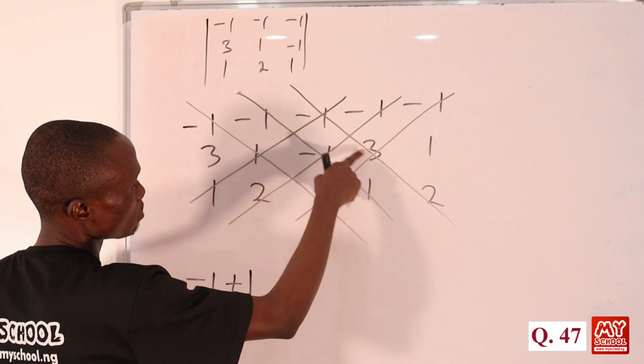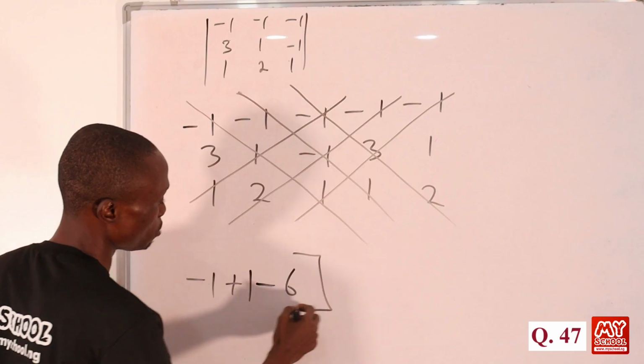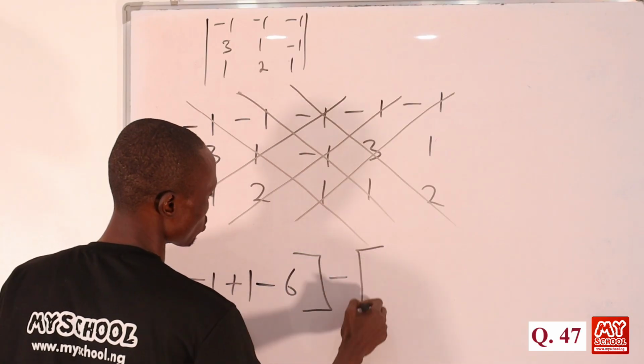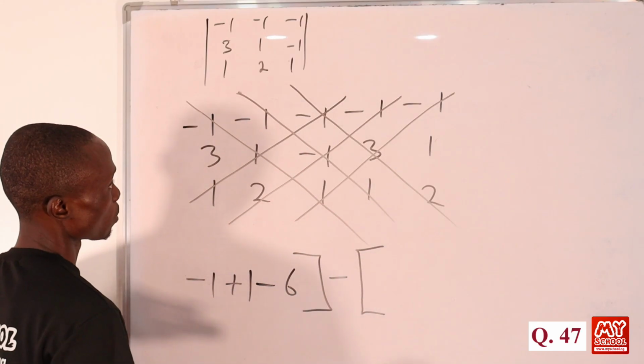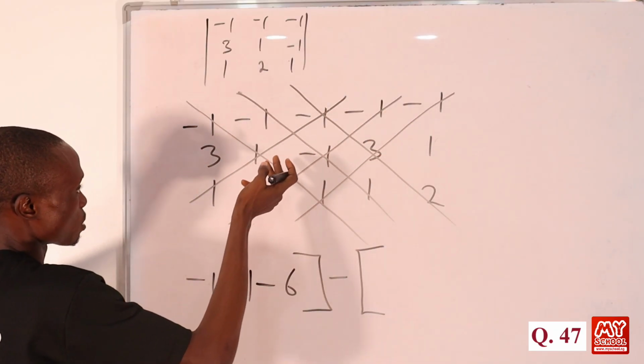Minus 1 times 3, that is minus 3, times 2, that is minus 6. So here we have minus 6. So we are done with the major diagonal. Then the next thing is to do the same thing to the minor diagonals. These are the minor diagonals. So let's multiply and see.